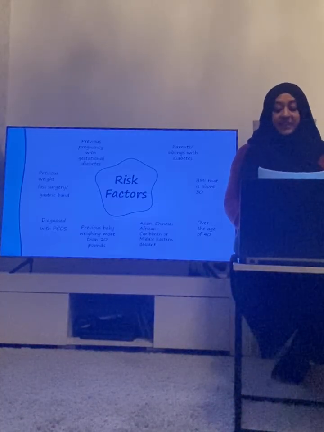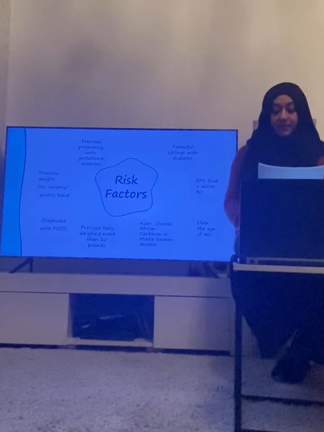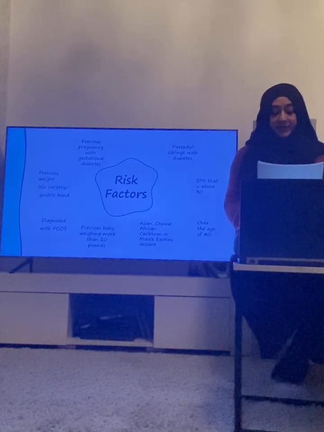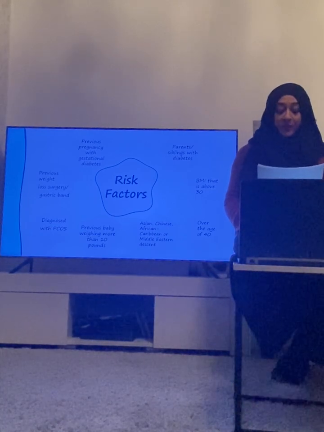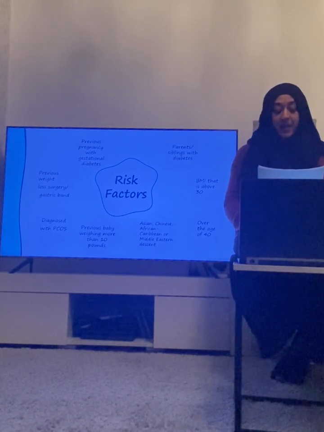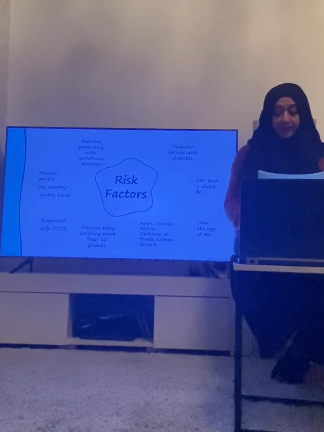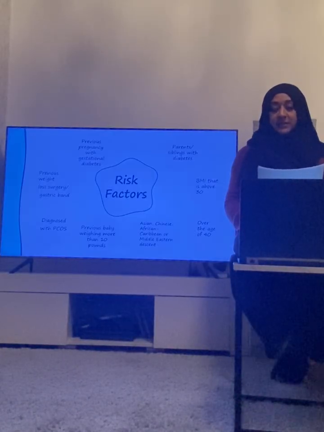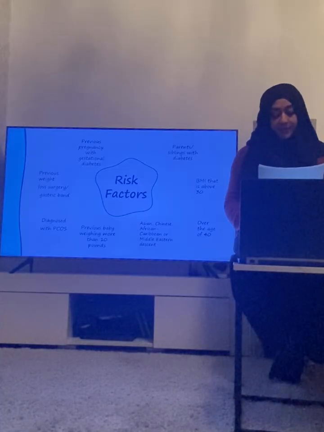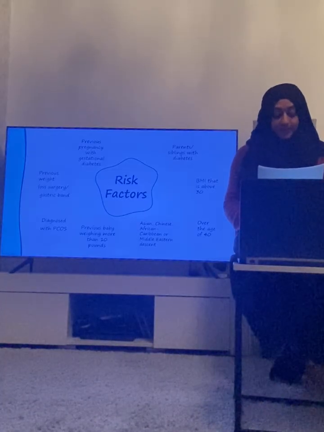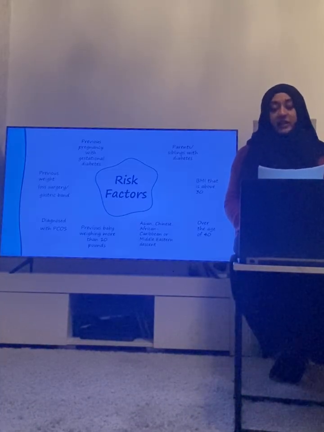Gestational diabetes is usually identified during the second trimester, but can happen at any time to anyone during the pregnancy. And you are more at risk of developing it if you have had previous gestational diabetes, have a parent or sibling with diabetes, have a BMI that is above 30, are over the age of 40, are from South Asian, Chinese, African, Caribbean or Middle Eastern descent, have had a previous baby weighing more than 10 pounds at birth, have PCOS, or have had a weight loss surgery or gastric band.